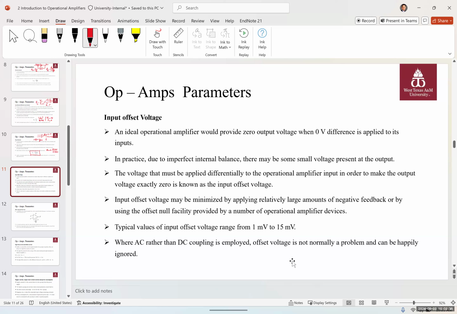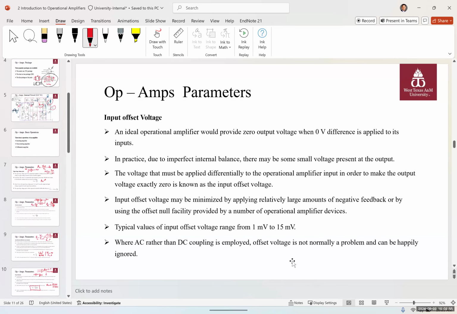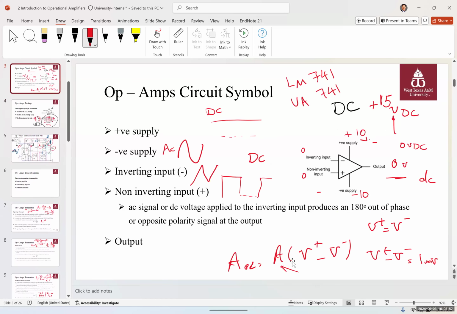The voltage that must be applied differentially to the operational amplifier input in order to make the output voltage exactly 0 is known as the input offset voltage. So, for example, if we give 0 volts to the input and the output shows us, let's say, negative 2 millivolts, it means the inverting input is greater than the non-inverting input. V negative is greater than V positive.